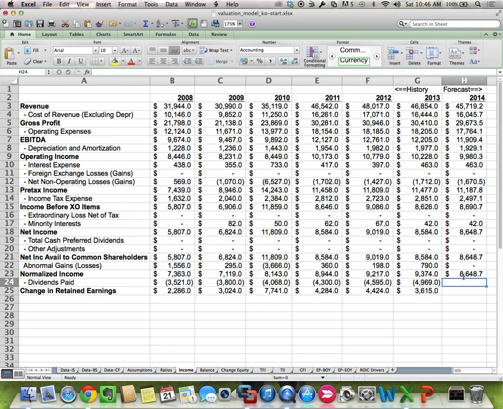And then dividends paid. This is just a Bloomberg weird thing, but we're getting the data from the cash flow statement. And on the cash flow statement, whatever dividends they paid, we're going to assume they're going to keep paying.